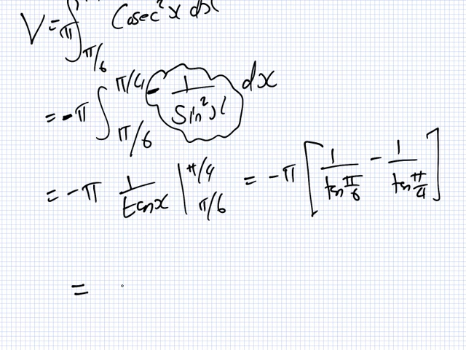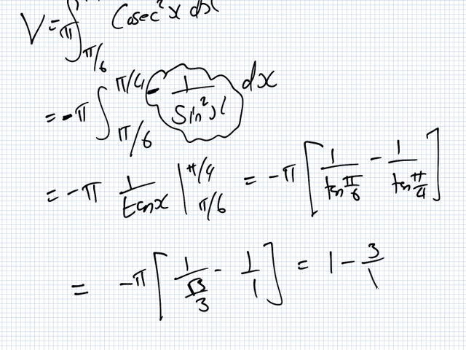Tan pi over 6. Root 3 over 2. Right, so that's minus pi 1 over root 3 over 3 minus 1 over 1. So that would be 1 minus 3 over root 3, which is, I don't know how they write the answer. Maybe they write it as root 3 minus 3 over root 3, something like that. Or they could have left it like that, I don't know.